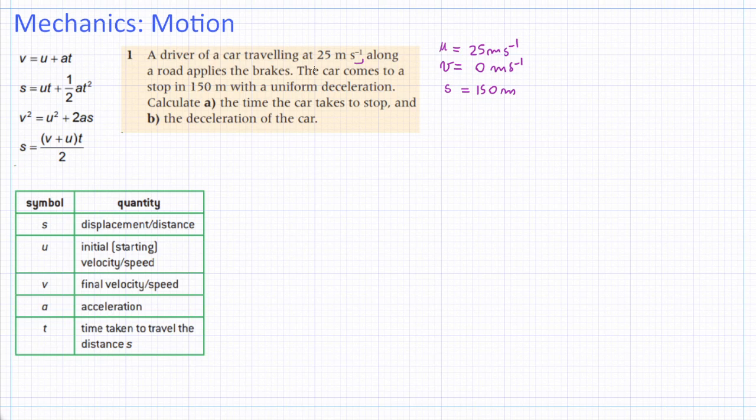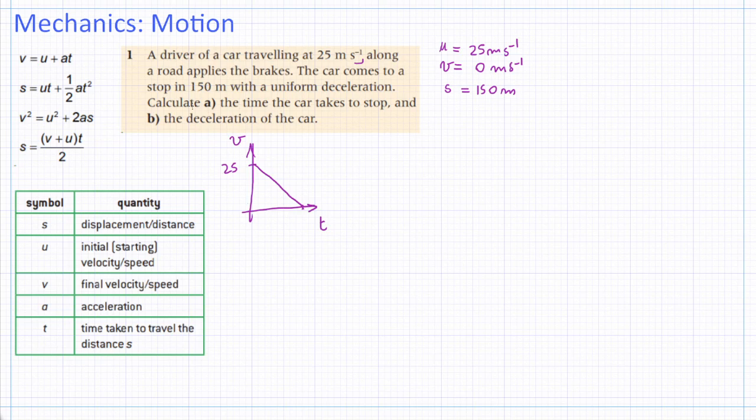Now, there's a uniform deceleration. So this means that the acceleration, which is being called deceleration just because it's stopping, is uniform, so it doesn't change. It will be a constant value. If this was a graph, it would be a nice straight line in our velocity-time graph, but obviously decreasing, so it would be something like that, right? Our initial value would be 25.